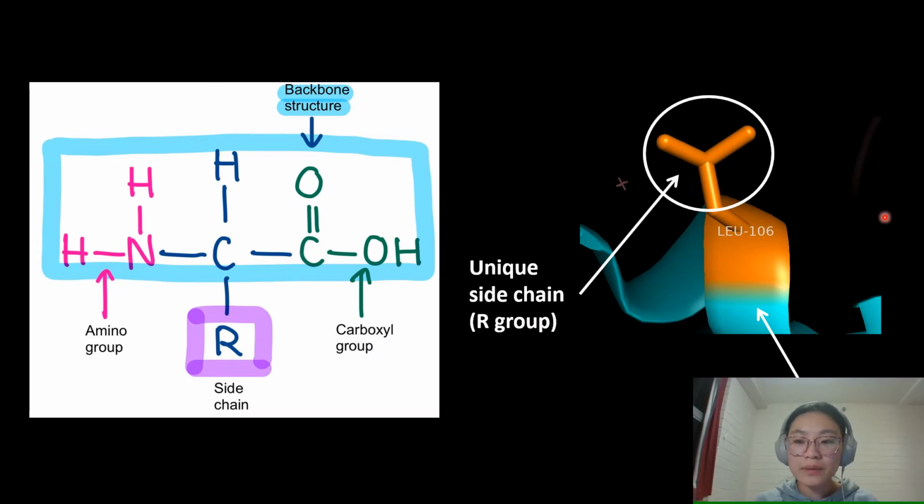So first, let's talk about the primary structure. This is referring to a single amino acid chain or polypeptide chain. Poly means multiple, and peptide refers to an amino acid residue, which is shown here.